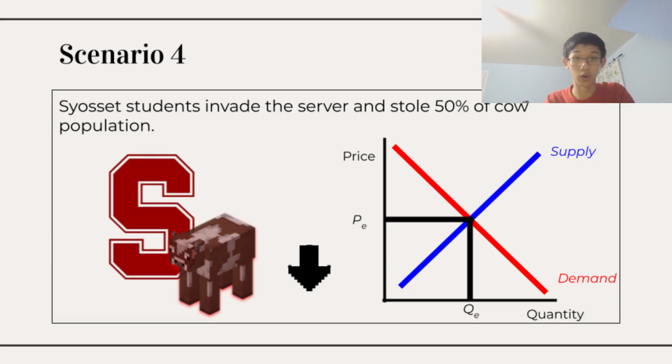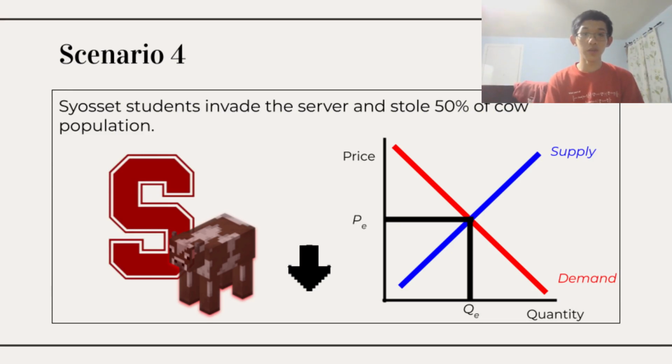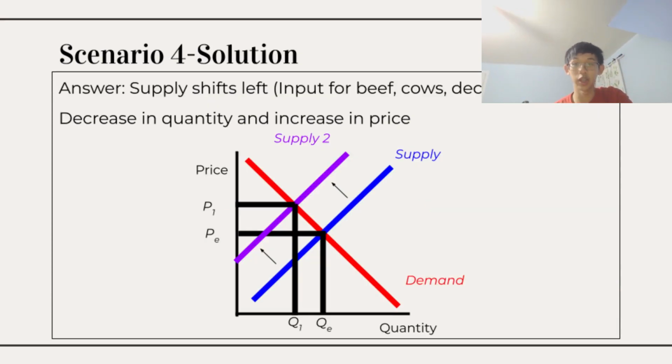Now we're in scenario 4, where Sayasid, after invading our Minecraft server, has taken 50% of our cow population. Once again, we would like you to pause the video and see if you can figure it out. Because the input for beef, which was cows, decreased, our production is not at its optimal. So this would indicate that the supply curve would shift to the left, which would decrease quantity and increase price.